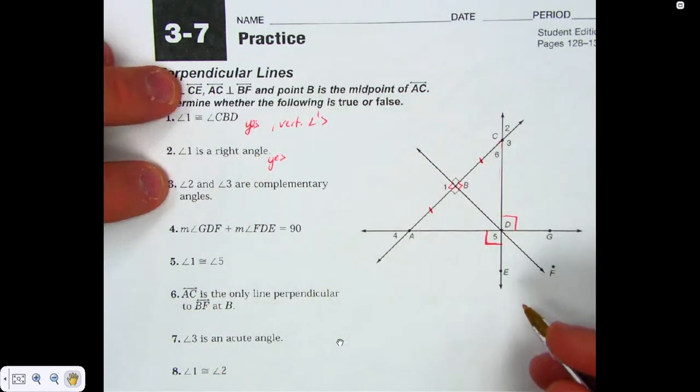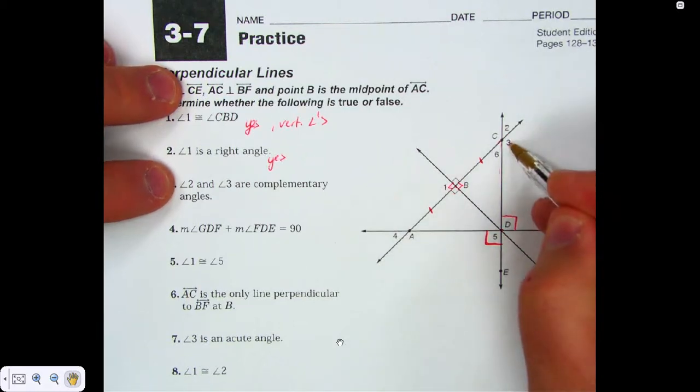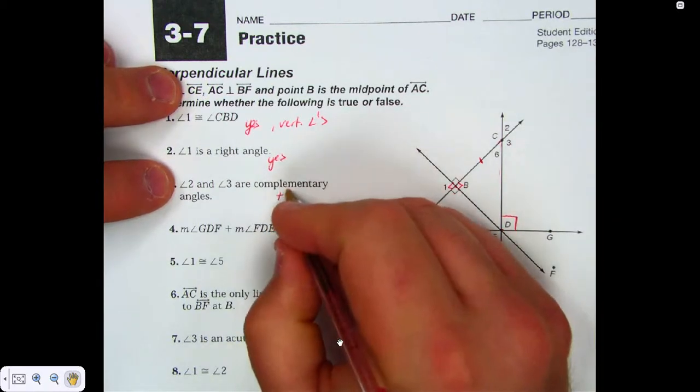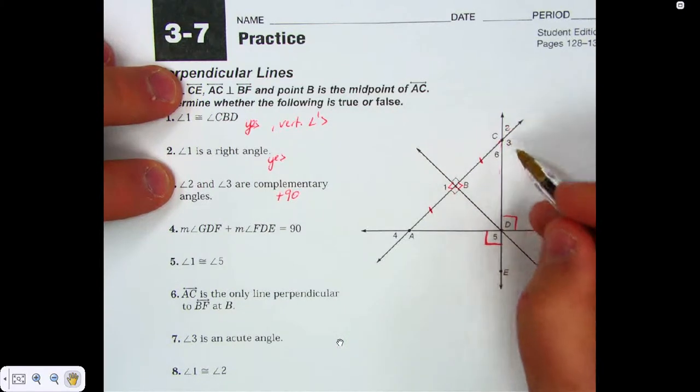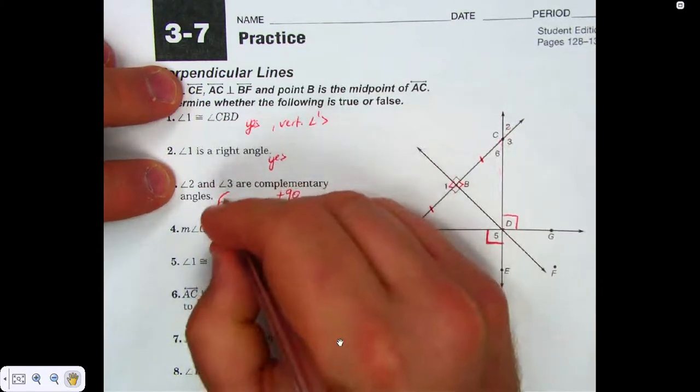Angle 2 and angle 3 are complementary angles. Complementary means add to what? 90. What do 2 and 3 add to? 180. So this is false.